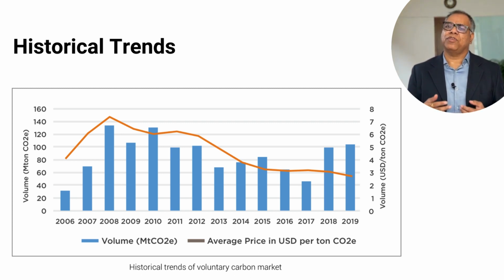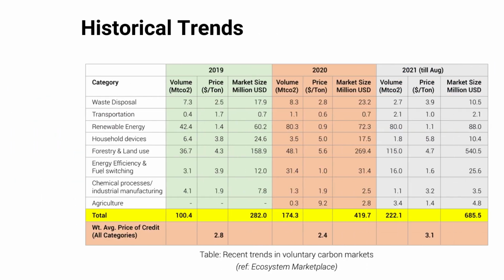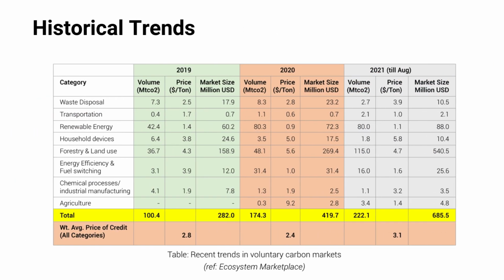So that is the level at which you get the price. And pricing is also dependent on the technology. In my slide, you will see that waste, transportation, renewable energy, household devices, energy efficiency, or some other programs like chemical processes and all that, they have different types of carbon credits. Finally it is equivalent CO2 reduction, but the prices vary.